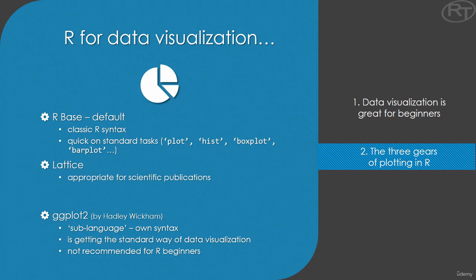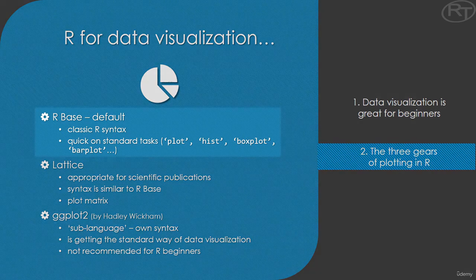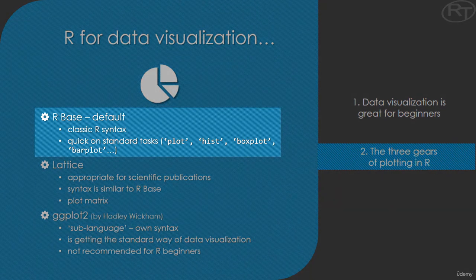Speaking about scientific publications, Lattice is the third of those systems. The code used is similar to RBase but has its own characteristics. The most prominent of Lattice features are those plot matrices that are putting several plots on one page for easy comparison. Things like that are easily made in Lattice, and that is the reason why you will see this quite often in scientific papers. Primarily, I would recommend Lattice for people in academia. Now, since this is an introductory course, I will focus on RBase. We will mainly work with the function plot, since it's very versatile.